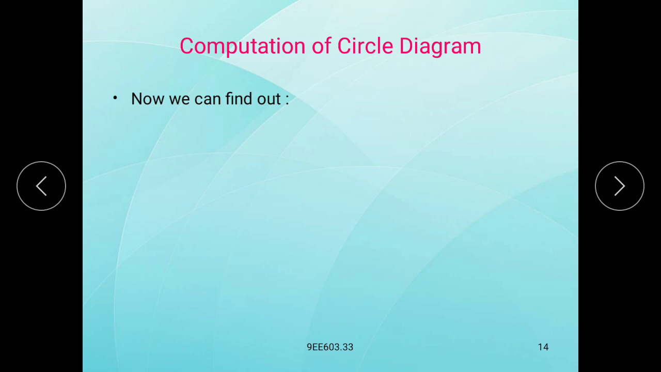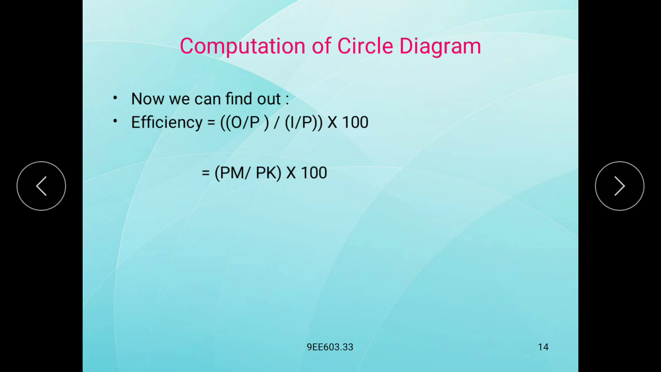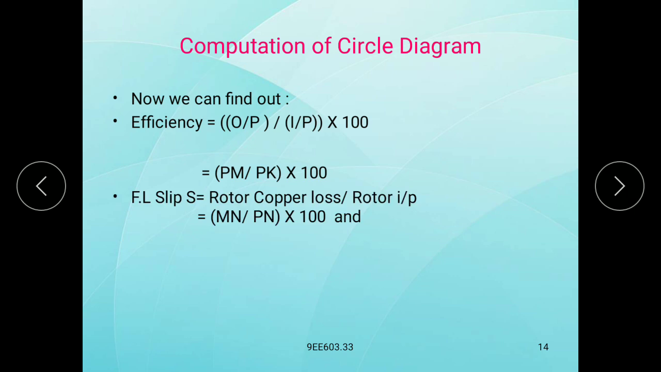Now we can find out efficiency, that is equal to output by input into 100, that is PM by PK into 100. Full load slip S is equal to rotor copper losses by rotor input, that is MN by PN into 100. Full load rotor speed is equal to N = Ns(1 - s).